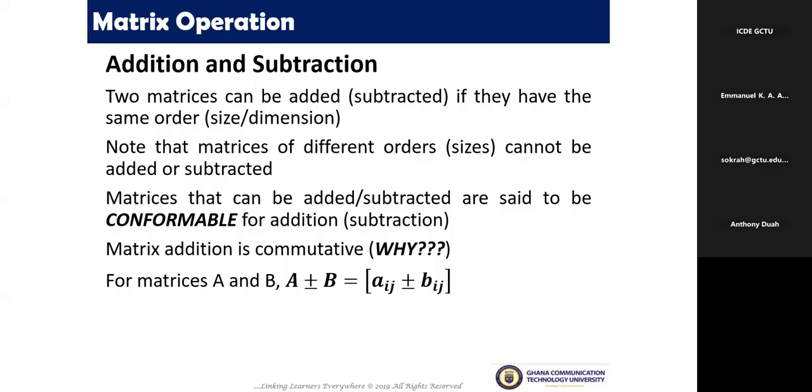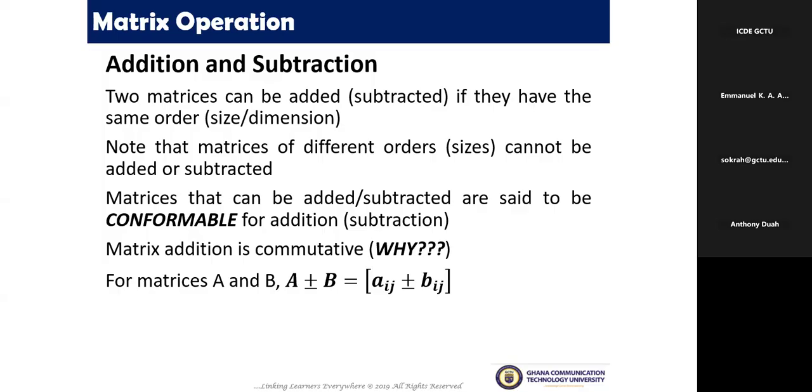And they have a name. Anytime two matrices can be added to or subtracted from each other, they are said to be what? Conformable for addition or subtraction. So anytime you have two or three matrices which can be added or subtracted from each other, you say those matrices are conformable. That is what we mean by conformable matrices.